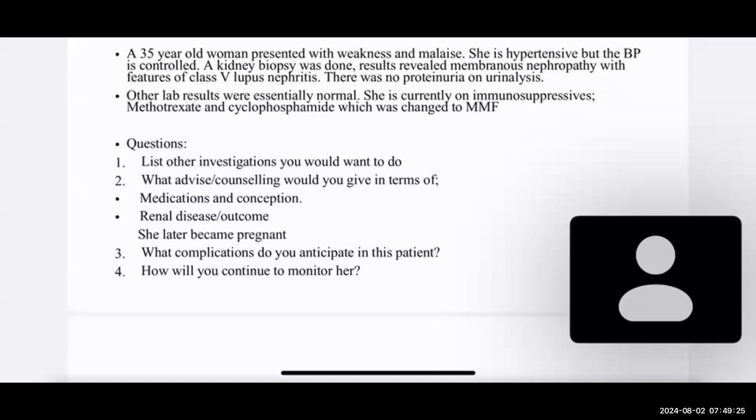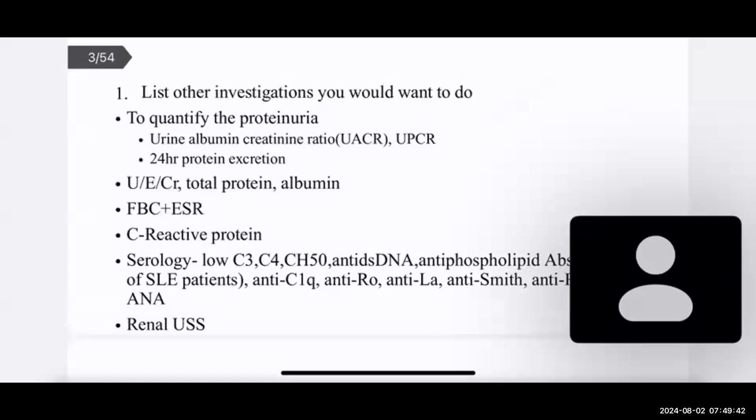What advice or counseling would you give in terms of medications and conception, renal disease and outcome? And then additional history says she later became pregnant. What complications do you anticipate in this patient? How would you continue to monitor her? So in answering the first question, already she's had one of the most important investigations to do in a patient who has lupus, and that's the urinalysis. And she's also had a kidney biopsy.